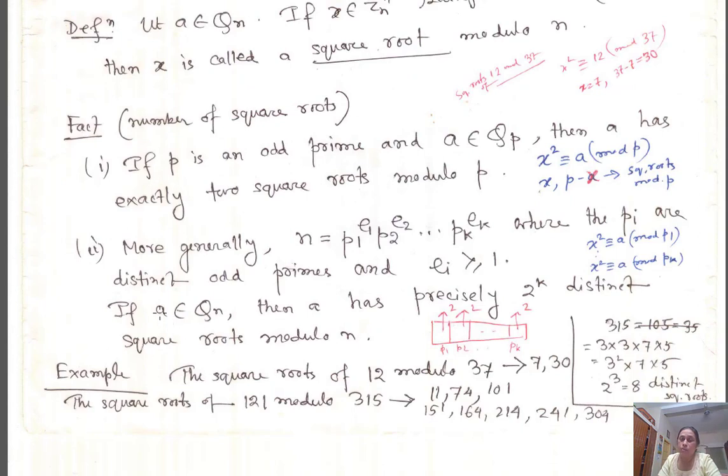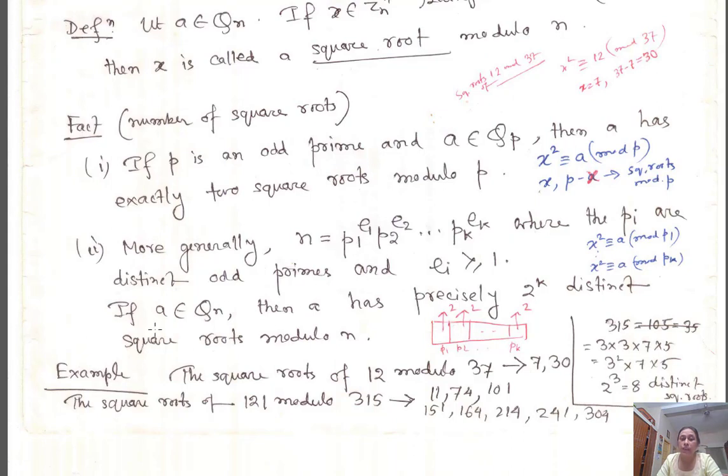If A is a square modulo n, or quadratic residue modulo n, where n is this, then A must be a quadratic residue modulo P1, A must be a quadratic residue modulo P2, as well as A must be a quadratic residue modulo Pk. That means if A is a square modulo n, then A must be square modulo P1, it must be square modulo P2, it must be square modulo Pk at the same time. Okay, this condition holds. Now, what is the condition that A is a quadratic residue modulo P1?